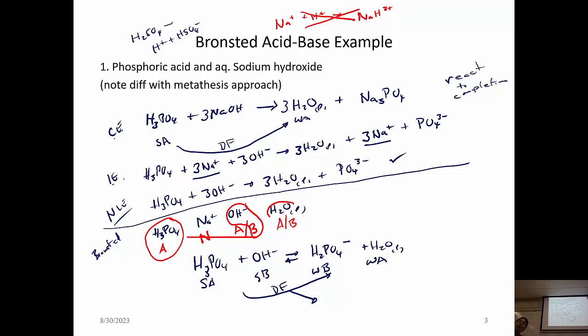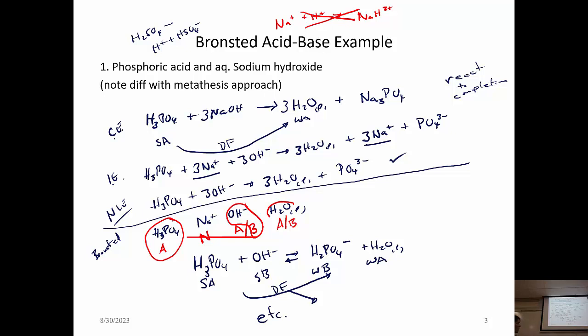Now, it depends on how much hydroxide we have available. If we only have one mole of hydroxide, then we're only going to neutralize the first hydrogen, and we're going to form dihydrogen phosphate. If there's more hydroxide present, then we'll repeat this. When we repeat this, we'll add more hydroxide and then repeat it. Which one's the strongest acid? Which one's the strongest base? And then go on. And so what I'm going to do is I'm just going to say et cetera here.